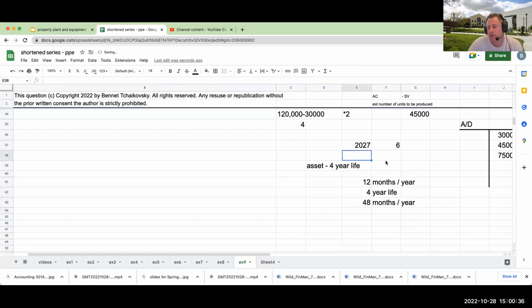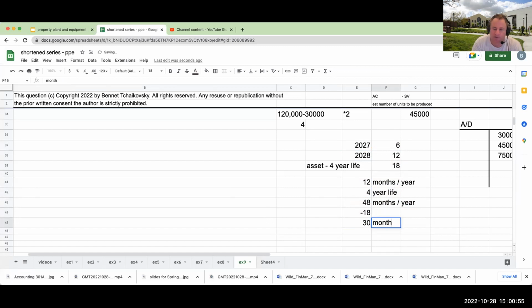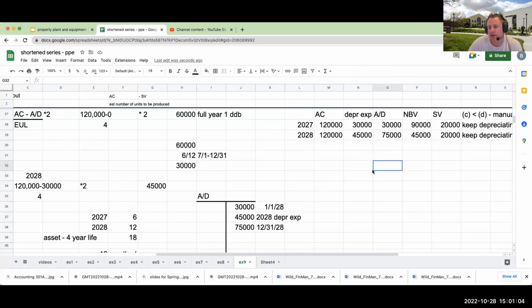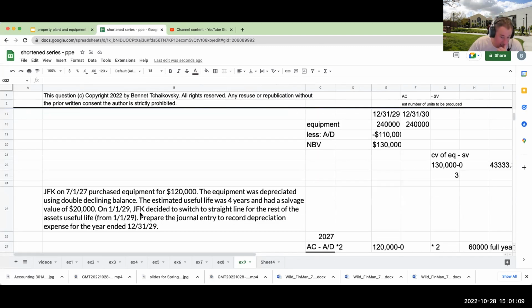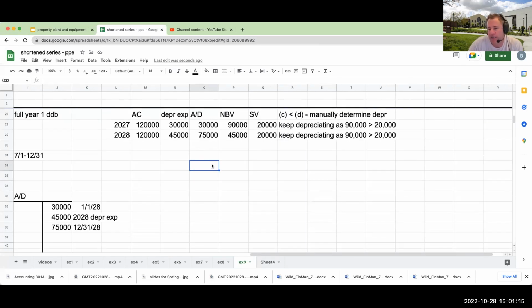Okay, so in 2028, I took 12 months worth of depreciation. So I've taken a total of 18 months. If I've got 48 months in total, and I've already taken 18 months, so 30 more months of depreciation expense. So if we're going to switch to straight line for the remainder of the asset, what is it that I need to do?